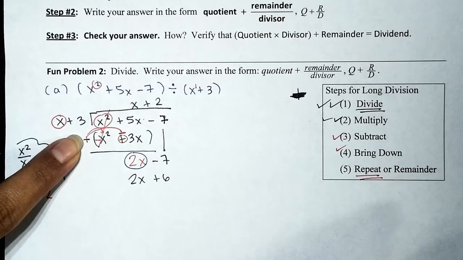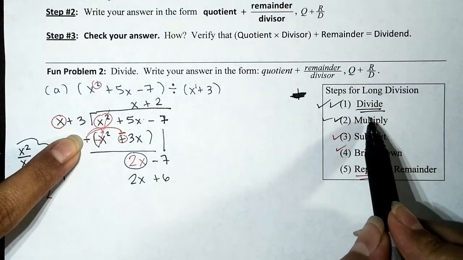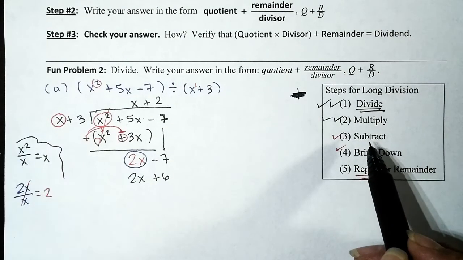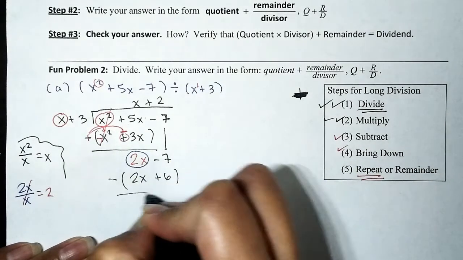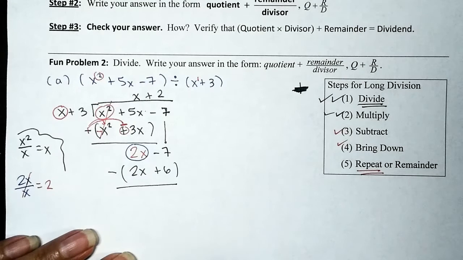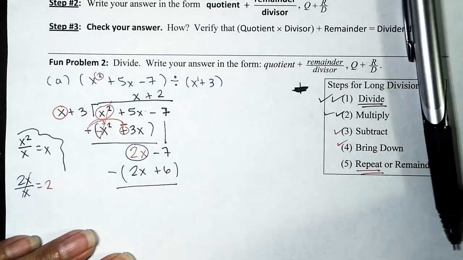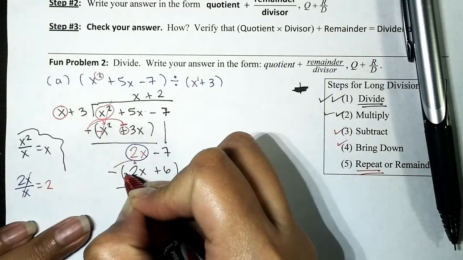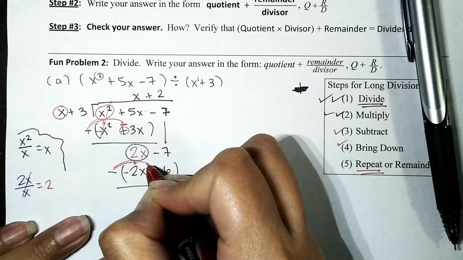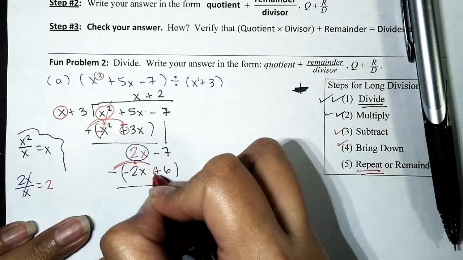Fantastic. So steps to long division: divide, multiply, subtract. Let's go ahead, subtract using the notation of your choice. You can go straight to the answer, or you can add the opposite. I already told you which one I do. When we add the opposite, the opposite of a positive term is a negative term.